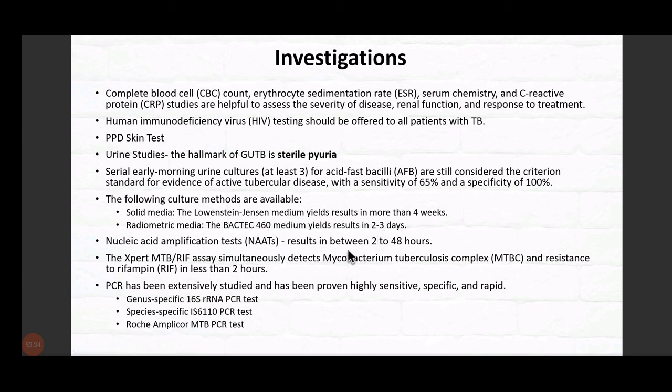On this urine sample, you can also do a nucleic acid amplification test. You must be aware of GeneXpert, that it picks up the tubercular proteins, and it can also give you a clue about sensitivity to the rifampicin, to the treatment. PCR is another one which has been extensively studied, especially in case of renal tuberculosis. So there are many PCR tests available which can be done to pick up the disease.